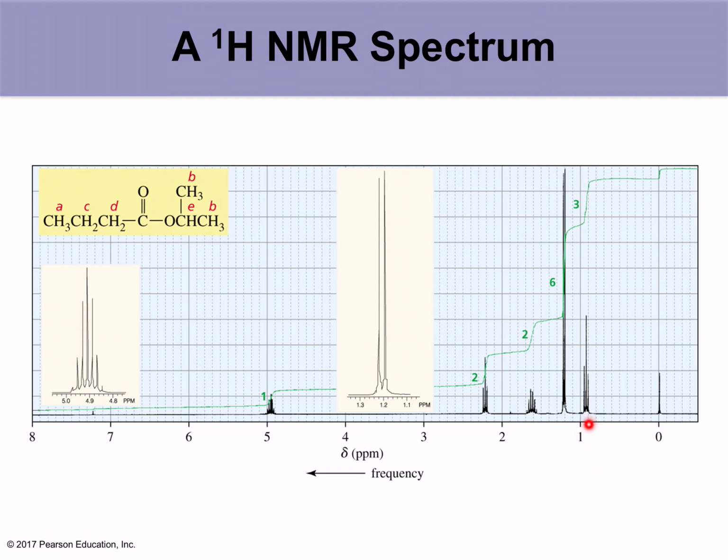than 1. Okay, and these 3 hydrogens are next to 2 hydrogens on C. So these 3 hydrogens should split into a triplet due to these 2 hydrogens. 2 plus 1 is 3, 3 is a triplet. So this one is a triplet.